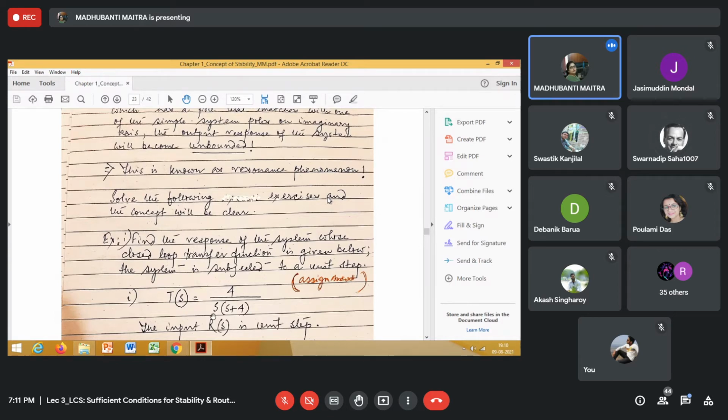Yes, ma'am. Now suppose, instead of a unit impulse, we excite the system using a unit step input. That means C(s) by R(s), where r(t) is a unit step signal. So R(s) will be 1 by S. That means C(s) will be equal to 4 by S square into (S plus 4). Isn't it?